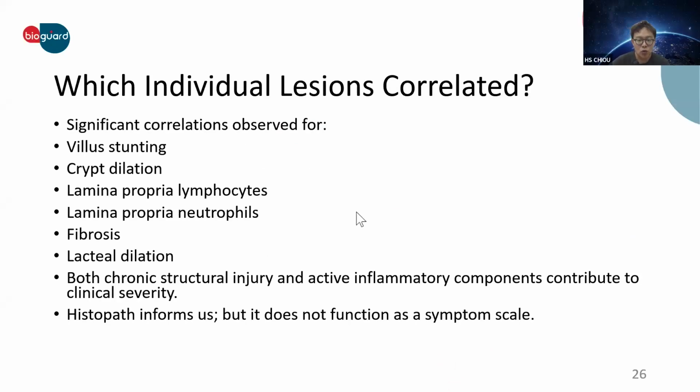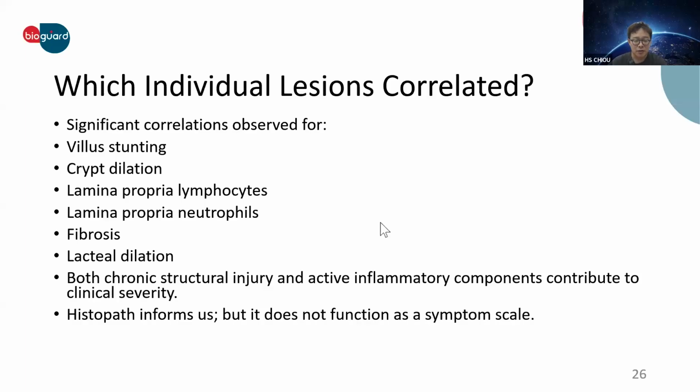Beyond the overall summative score, the study also looked at individual histological parameters, and some specific features showed significant correlation with clinical disease activity. For example, villus stenosis reflects mucosal atrophy, crypt dilation indicates architectural distortion, mucosal fibrosis is a marker of chronic remodeling, increased lamina propria neutrophils suggest active inflammation, and lacteal dilation indicates lymphatic involvement.